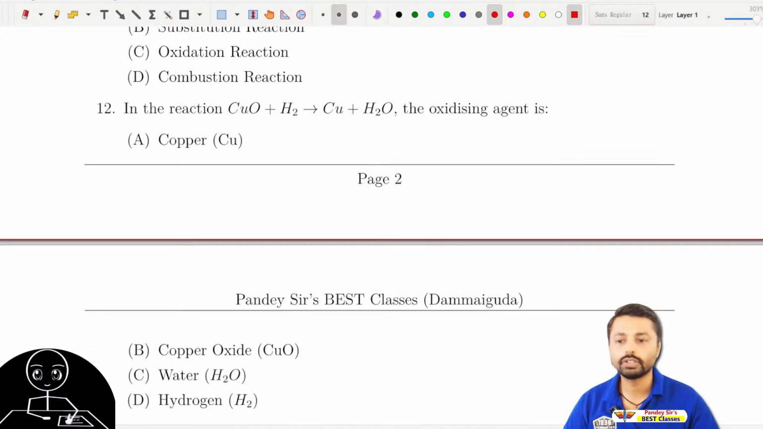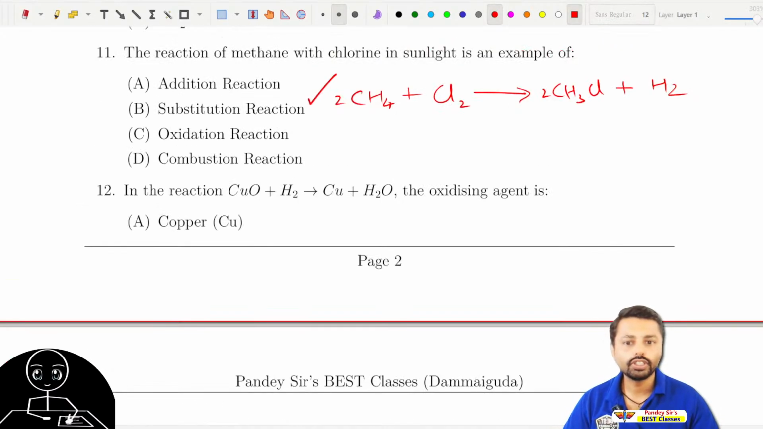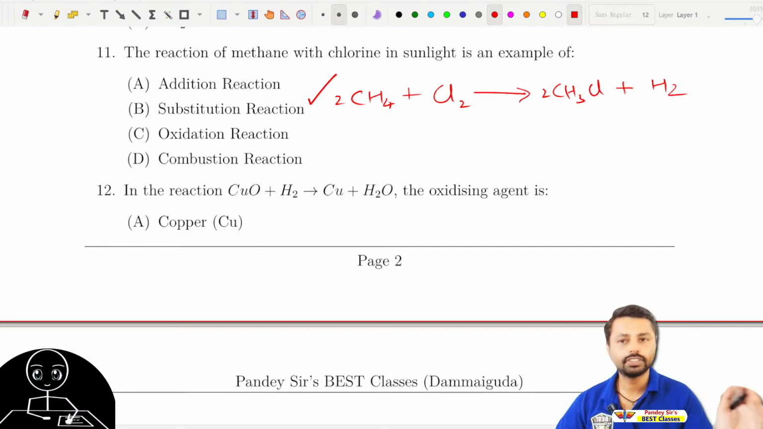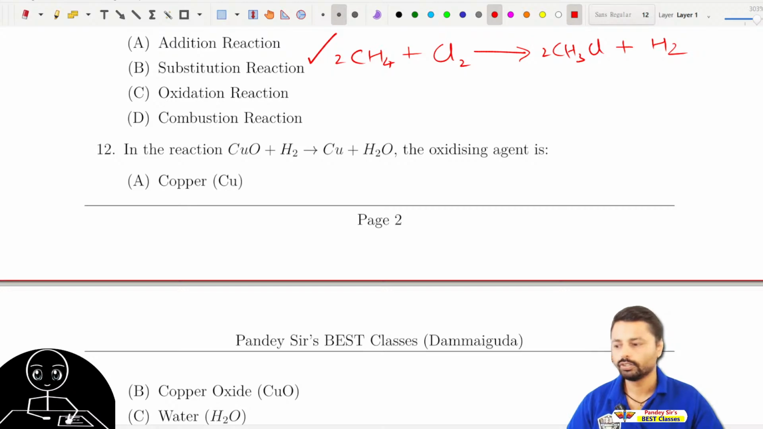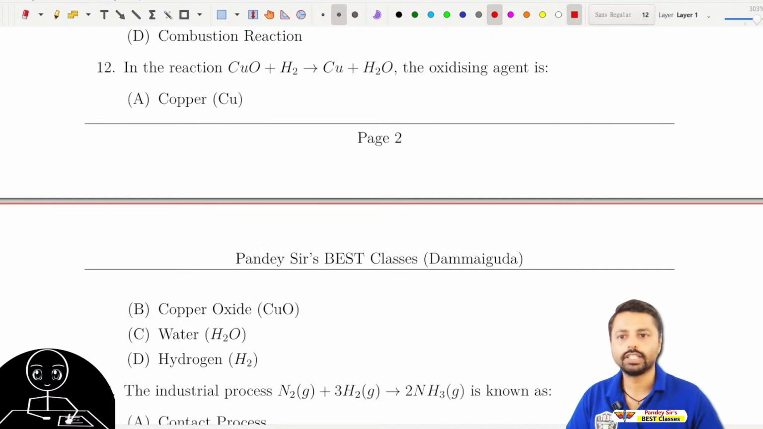Here, fourth one, 12th one. Wait, we have already done 11 questions. Very good. This is called real preparation. Nice. We must enjoy. Anyway, the next question is the 12th one.